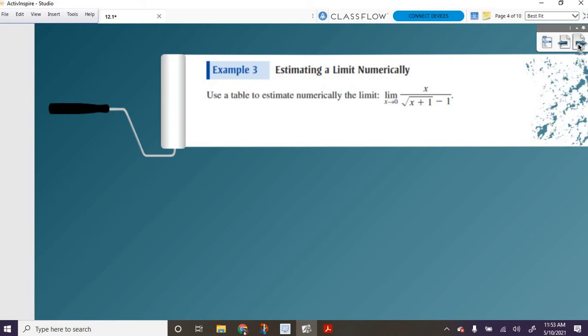So what value are we trying to get close to? Or what is our limit approaching? 0. So we want to pick numbers that are close to 0. What's a number that's close to 0? 1. Sure. So I plug in 1 there. What do I get? You're probably going to want to use a calculator because you're down to the square root of 2. So just round to 3 decimal places.